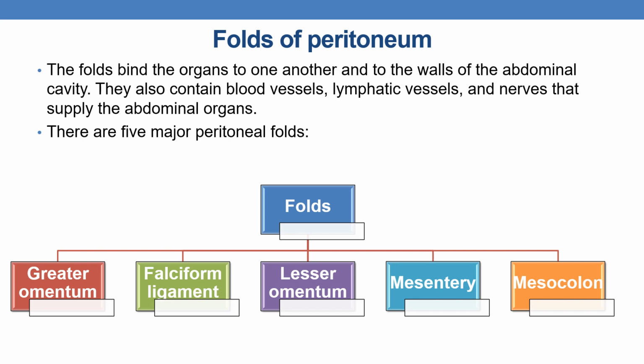There are 5 major peritoneal folds. The first one is greater omentum. The next is falciform ligament. The next is lesser omentum. Next is mesentery, and finally mesocolon. Don't get confused with the term colon, because mesocolon is not a part of colon. It is a part of peritoneum. It is one of the folds of peritoneum. Greater omentum, falciform ligament, lesser omentum, mesentery, and mesocolon.